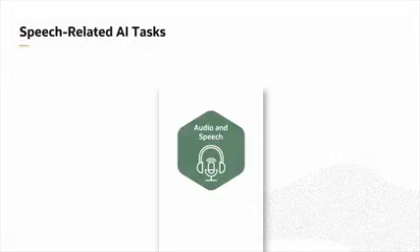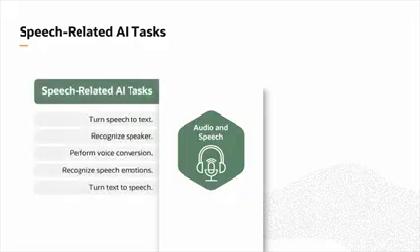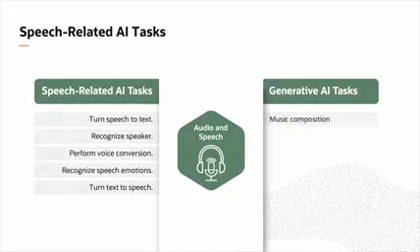Speech-related AI tasks can be either audio-related or generative AI. Speech-related AI tasks use audio or speech as input, and the output can vary depending on the task. For example, speech-to-text conversion, speaker recognition, voice conversion, and so on. Generative AI tasks are generative in nature, so the output audio is generated by a model. For example, you have music composition and speech synthesis.